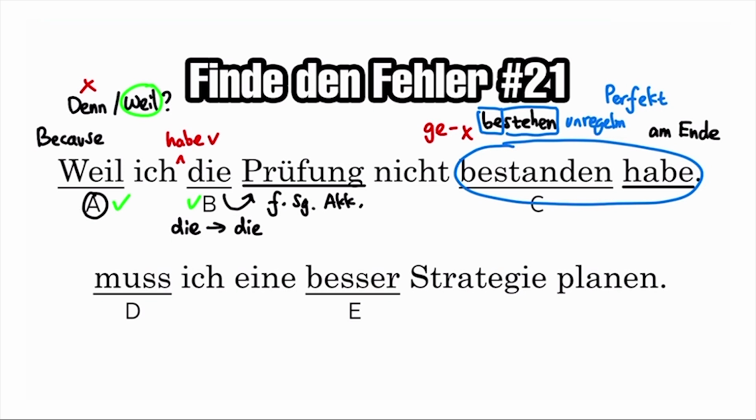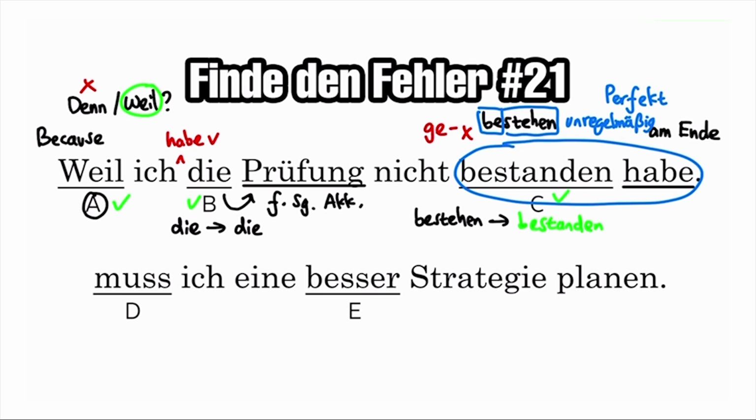Moreover, the verb stehen is irregular or unregelmäßig, and the Partizip 2 of the verb stehen is gestanden. So if our verb is bestehen, the Partizip 2 would be bestanden, which is the correct form here in option C.